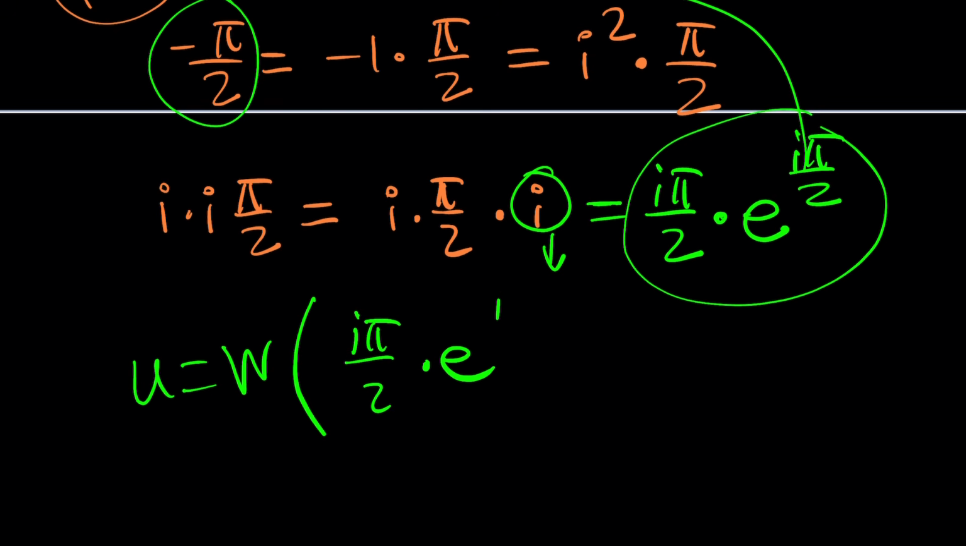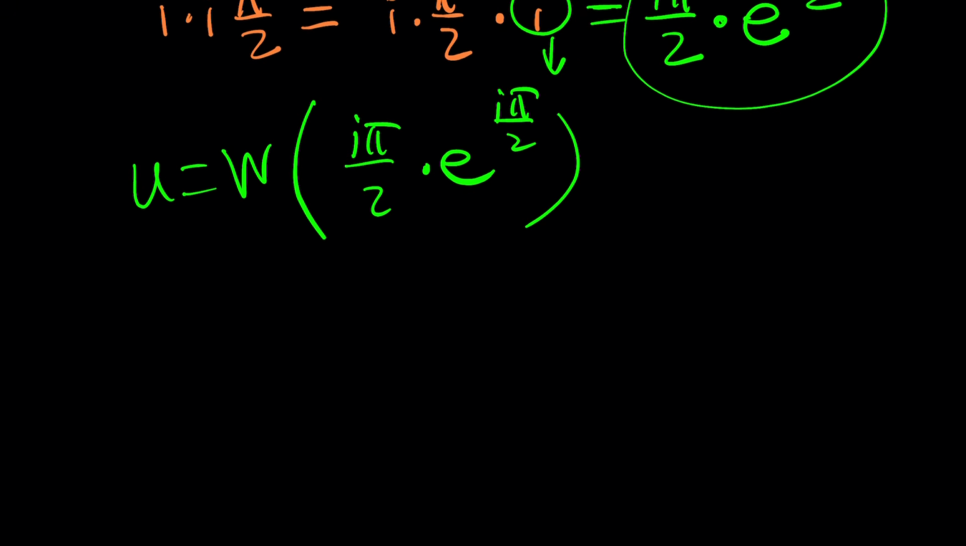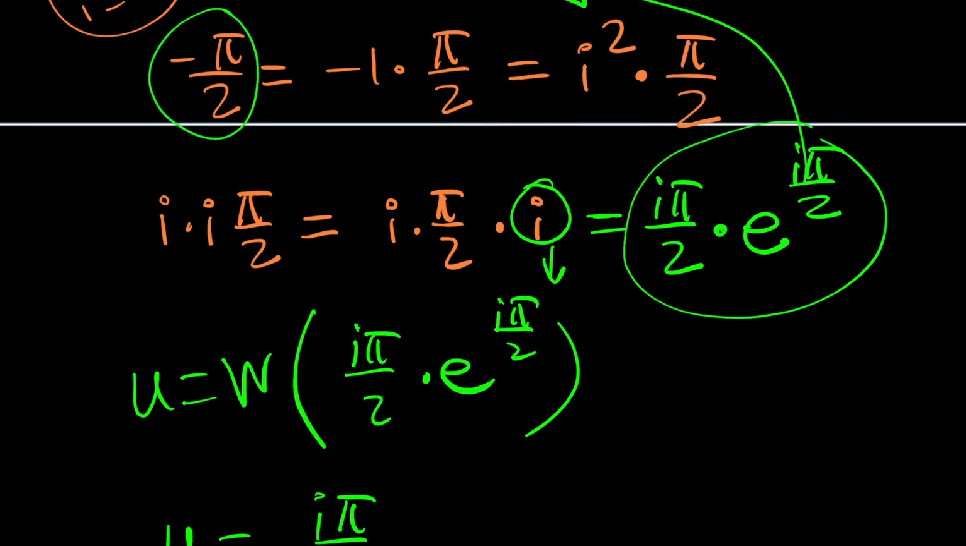Again, by using Lambert's W function, this is going to turn into i pi over 2. So u will be i pi over 2. But wait a minute, we were not looking for u. We were looking for him. No, her, them. No. It's not that. It's the letter u. We're not looking for you, but we need to back substitute.